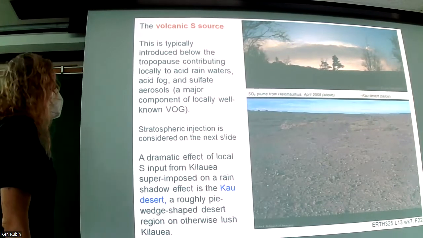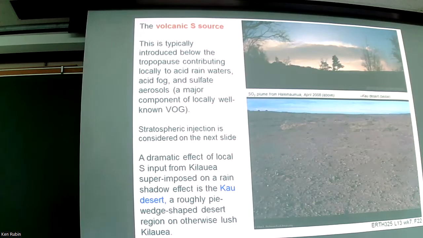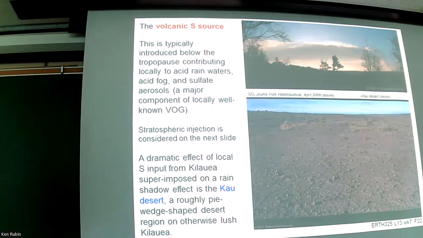The volcanic sulfur source is also a little bit complicated because it depends on a couple of factors. How active is the volcano? Is it erupting or quiescently degassing? What is the composition of the volcanic gas profile of that volcano? They're not all the same.